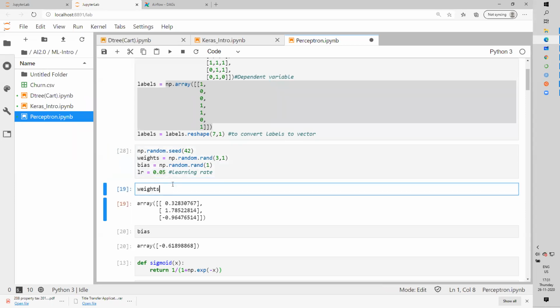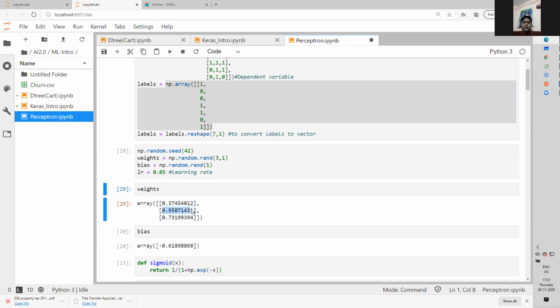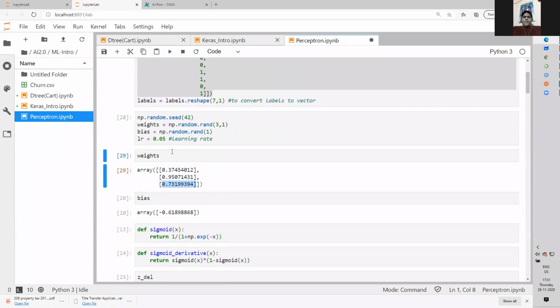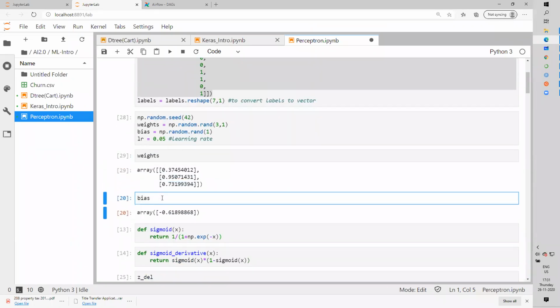After initializing the weights, I am printing the weights for you. So these are the 3 weights that we have generated. 0.37 is W1, 0.95 is W2, and 0.7319 is going to be W3. And the bias that we have initialized randomly is 0.59.